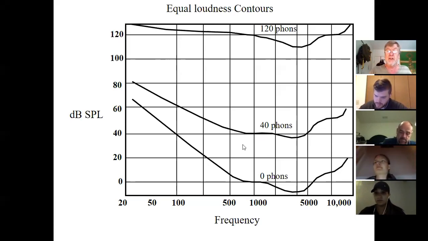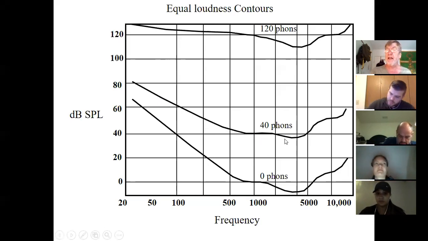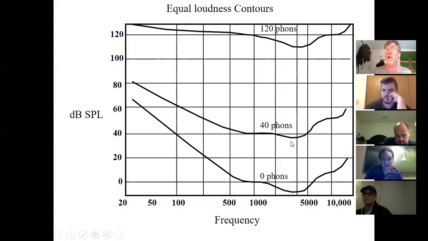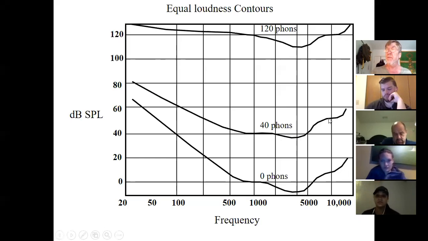So, look at the middle curve. Every frequency along the middle curve is heard equally loud. How loud? As loud as the 1,000 hertz tone was at 40 dB SPL. So those are all 40 phons. They're all heard equally loud.